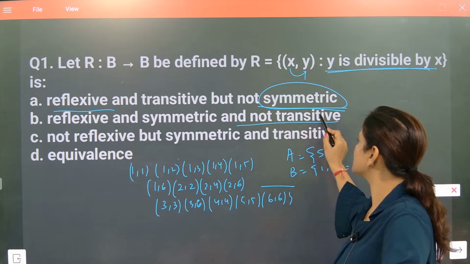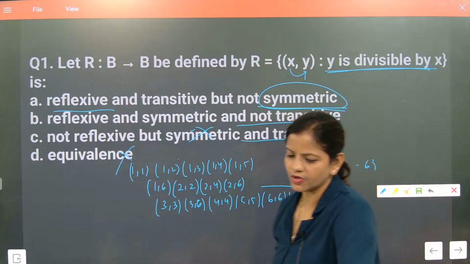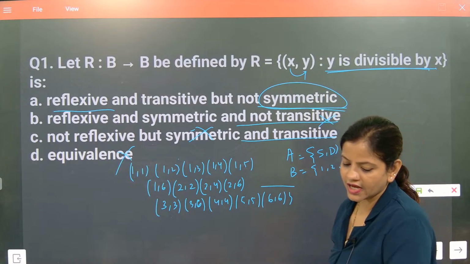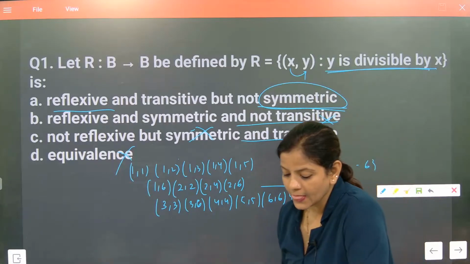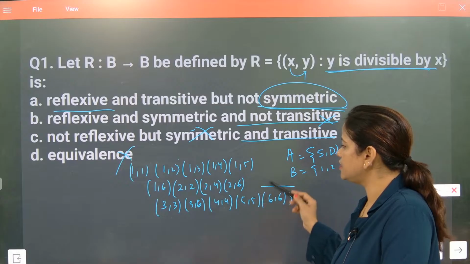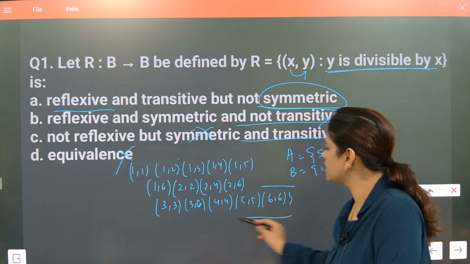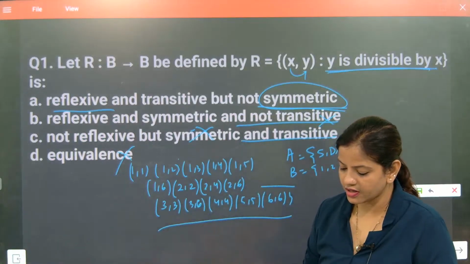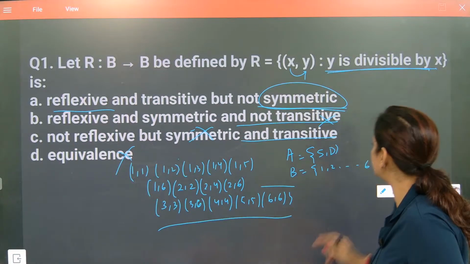Here they are telling not transitive, no. Transitive but symmetric, not possible. Equivalence is not possible because the reverse is not there. You need to remember this part. So this is coming as 1,1, 2,2, 3,3, 4,4, 5,5, 6,6. Is it going to be symmetric? No, it is not. So like this, you have to pick the question and solve the question.